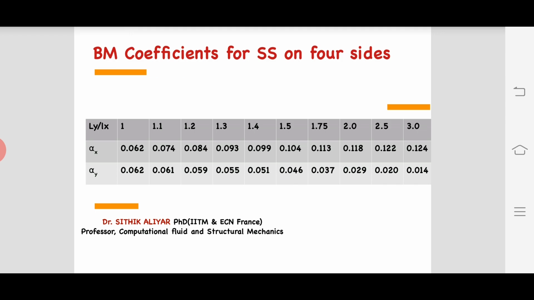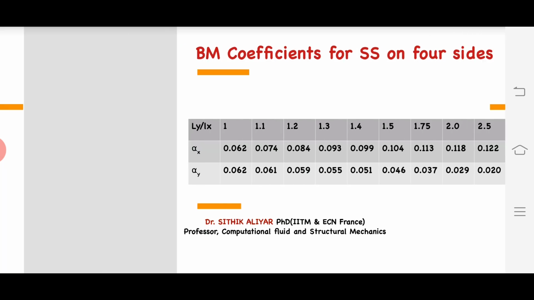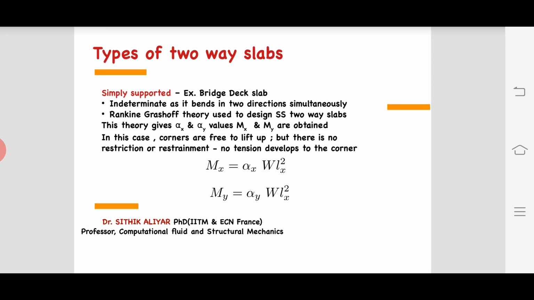Okay, so for different span length ratios, they have given the alpha x and alpha y values. Put that alpha x and alpha y value here, put the load, put the length, then you know the bending moment which is going to come on your slab. That's it. There is no formula. I hope you already know how to design the reinforcement if you know the bending moment.